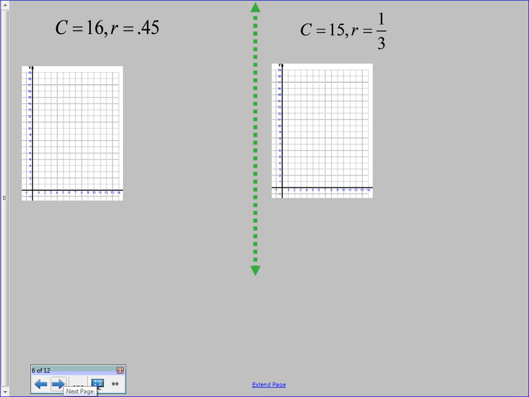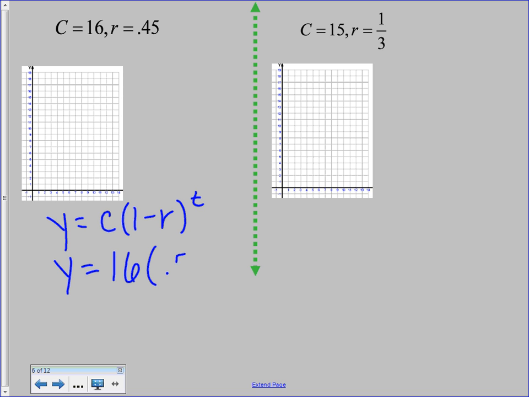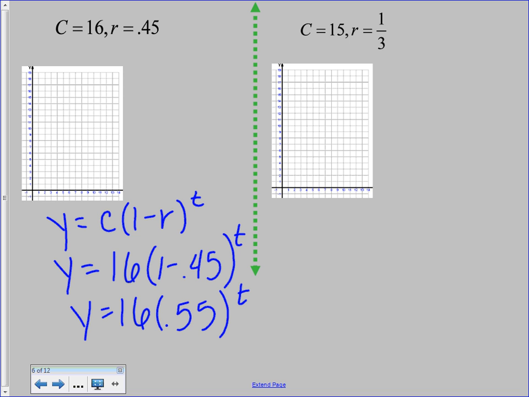All right, next, this one we need to actually set up the ratio itself. Well, I know that decay takes this general form, and that's just from the beginning of our notes. So I'm going to plug in what I know so I can get that equation. So I'm going to do y is equal to 16 times, getting a little ahead of myself, 1 minus 0.45 raised to the t power. So now I want to simplify out what's in the parentheses just to make my life a little bit easier. So that's 0.55 raised to the t power.